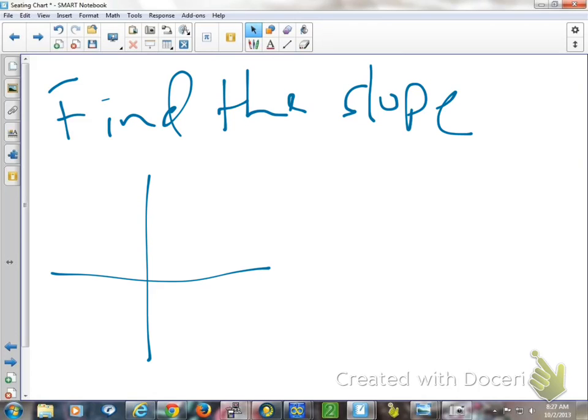You have to do everything that I do. Number one, find the slope. The coordinates it gave you, and I'm just going to sketch them real quick, were negative 3, 2, and what appears to be 1, negative 3. How do you find slope? Yes, negative 3, 2, and 1, negative 3. How do you find slope?